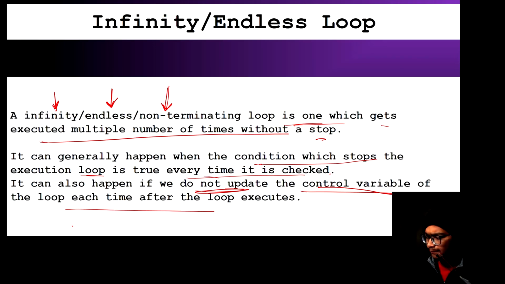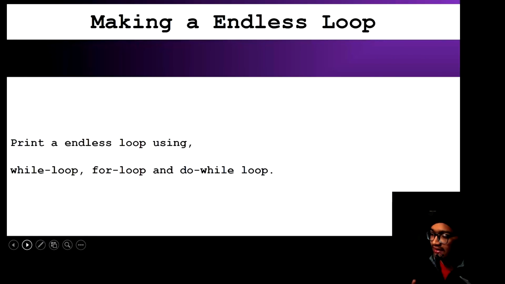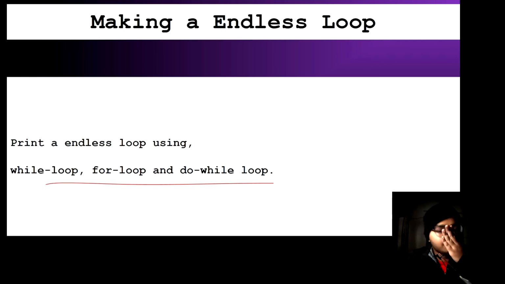Okay, so we will now see how we implement an infinite loop or endless loop. It is not a compile time error, but a runtime error, which you can obviously avoid by writing the condition properly and by updating the value of the control variable. So what we have next: we will make an endless loop using while loop, for loop and do while loop. So let's see how we do this.